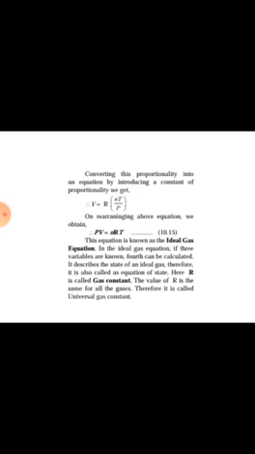Here R is called gas constant. The value of R is the same for all gases. Therefore, it is called universal gas constant. Now we'll see the values of R in different units. The value of R depends upon the units used to express P, V and T. Hence we recall STP, standard temperature pressure, condition for determining the values of R. R in SI unit, value of R can be calculated by using SI units of P, V and T. Pressure P is measured in Newton per meter square or Pascal, volume V in meter cube and temperature in Kelvin.